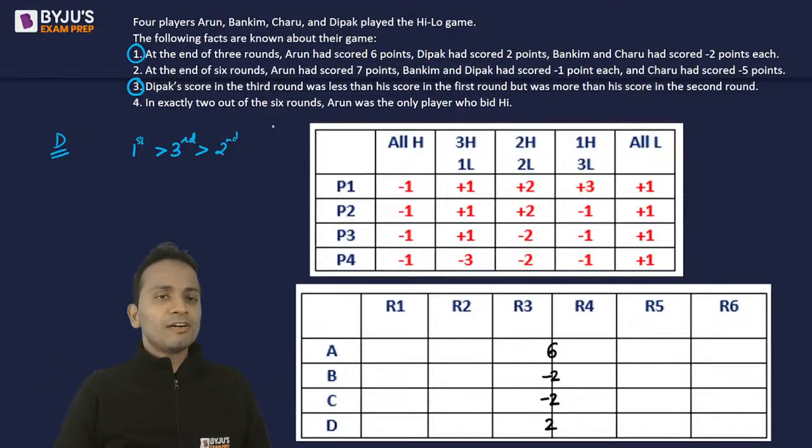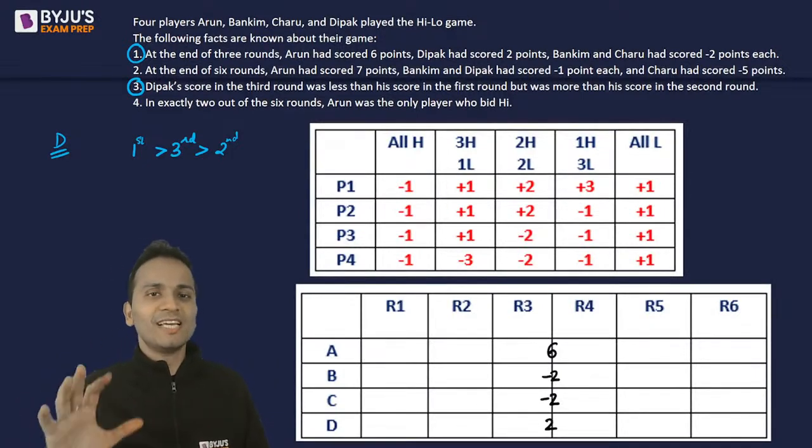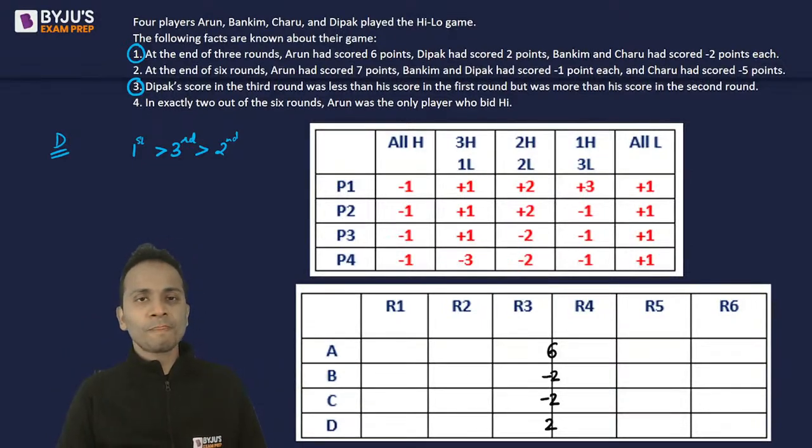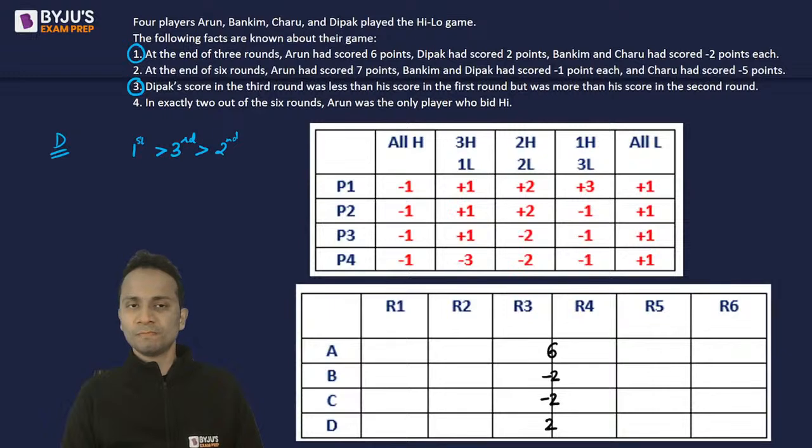Deepak has scored distinct points in each of these 3 rounds, wherein his score in the first round is greater than his score in the third round, which in turn is greater than his score in the second round. So probably that will help us in writing a proper sequence of the points for all the other 3 players as well. Now let's start filling in this table.